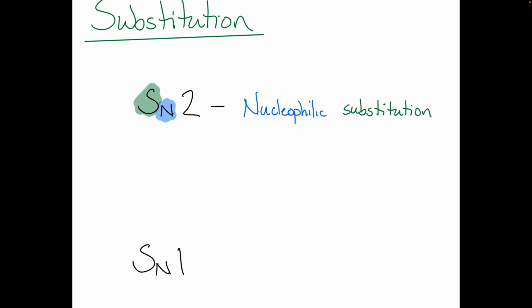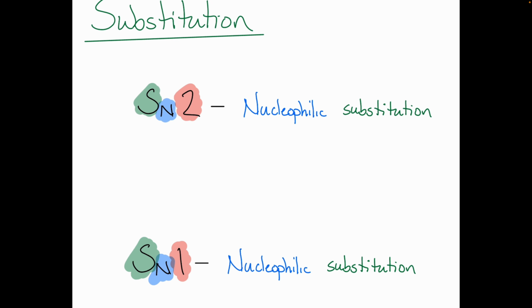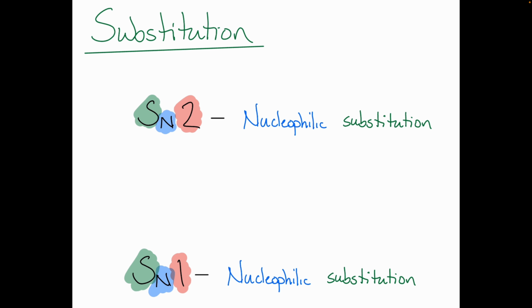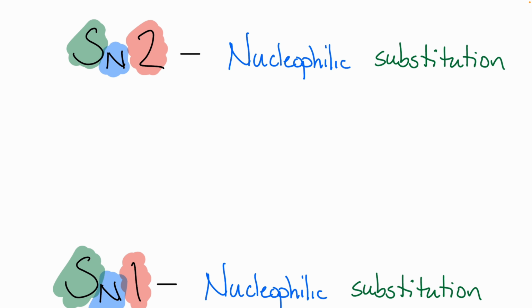If we look down here, this is also an SN reaction. So these are also nucleophilic substitution reactions. The difference is obviously in this number at the end, 2 versus 1. So what's the difference here? An SN2 reaction, the 2 is because it's a bimolecular reaction.